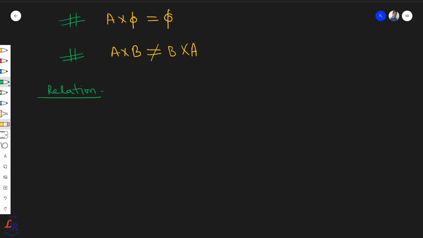Now coming back again to the term relation, what is it? A relation R from a set A to a set B is a subset of the Cartesian product A cross B, obtained by describing a relationship between the first element x and the second element y of the ordered pair in A cross B. So let me write it in words, so that it would be easier.